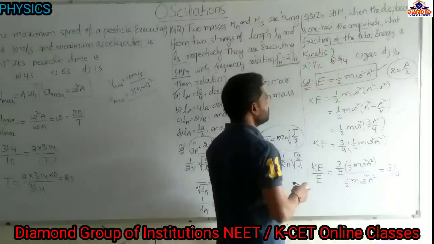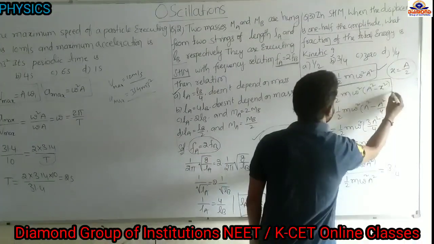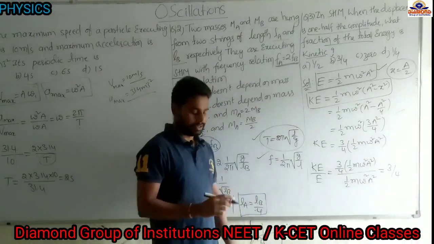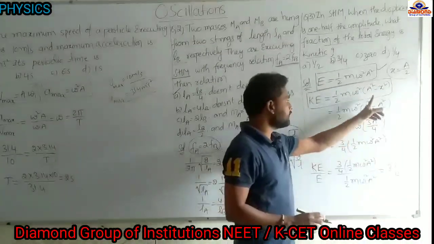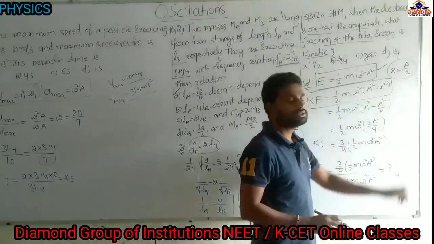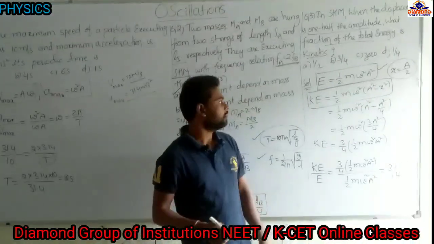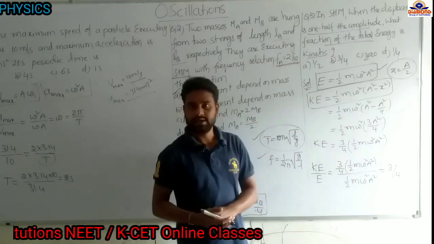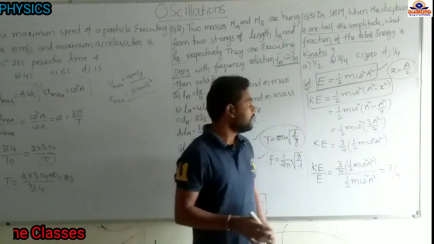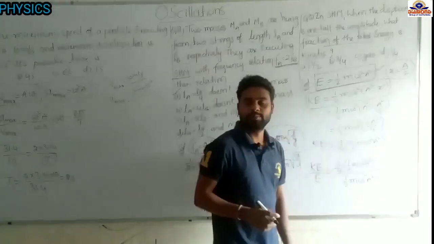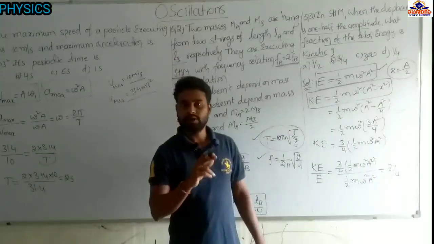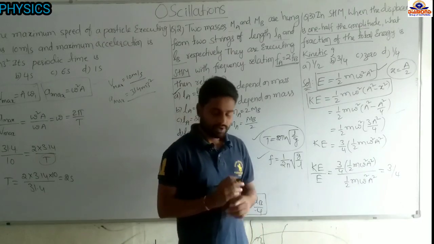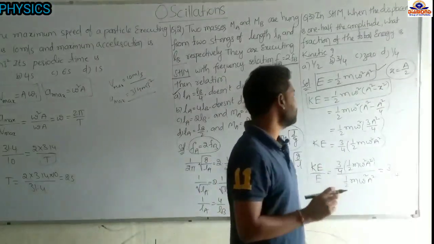Next, the kinetic energy formula. Kinetic energy equals half m omega square into a square minus x square. A is the maximum amplitude, and x is the displacement of the bob. Here they are asking for the fraction of the kinetic energy with respect to the total energy, that we have to find. And the potential energy formula you also have to remember. Potential energy is half m omega square x square. Remember that formula.